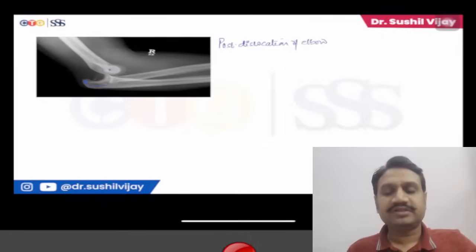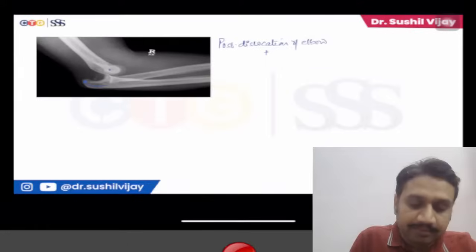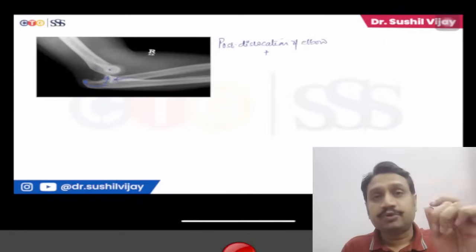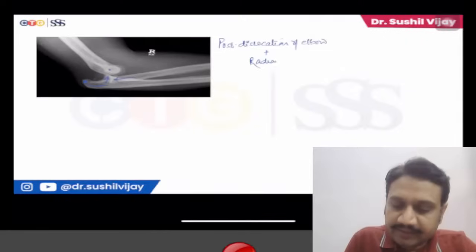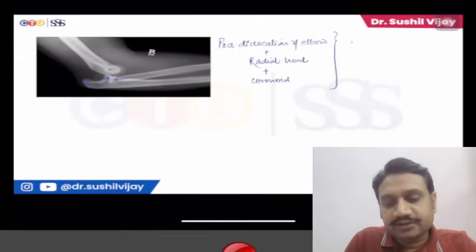Now here I want to just emphasize something. If along with the posterior dislocation, somebody gets a fracture of the coronoid and an injury to the radial head, that is, posterior dislocation of the elbow along with injury to the radial head and injury to the coronoid, these three happening together is called the terrible triad of the elbow, right? This is called the terrible triad of the elbow.